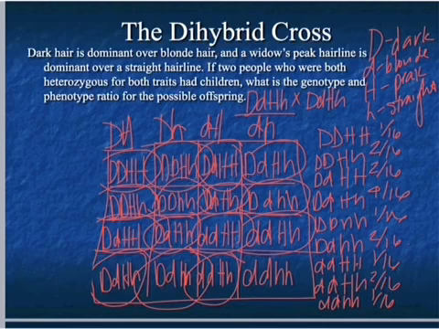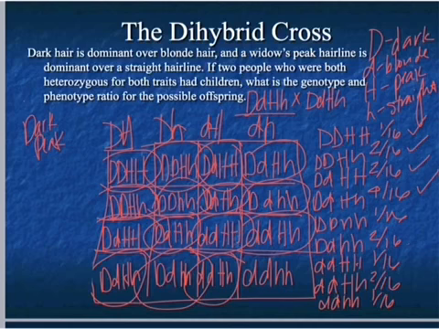My first combination that I have is going to be dark hair with a widow's peak. So I go down my list and I just check anybody that would have dark hair and a widow's peak. I'm just scanning and seeing any of the genotypes that have a big D and a big H. And then I count them up. So 1, 2, 3, 4, 5, 6, 7, 8, 9.